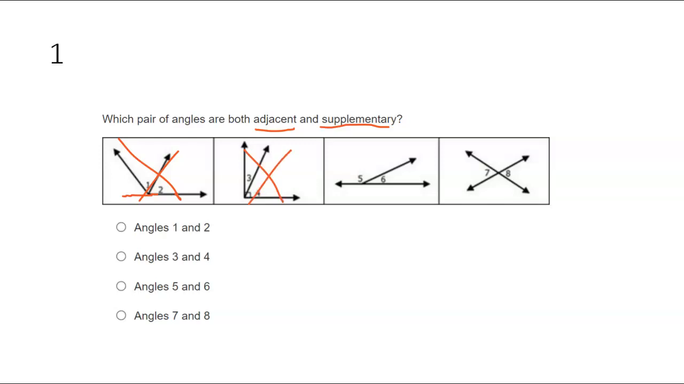5 and 6, these are both supplementary. I see a straight line here, and they're adjacent. They are right next to each other. And just to double check my last possible answer, 7 and 8, these are vertical angles. They are not adjacent, and they are not supplementary. So my answer is 5 and 6.